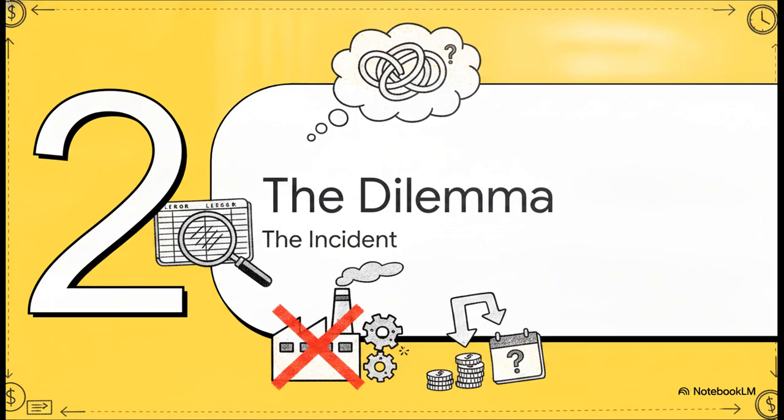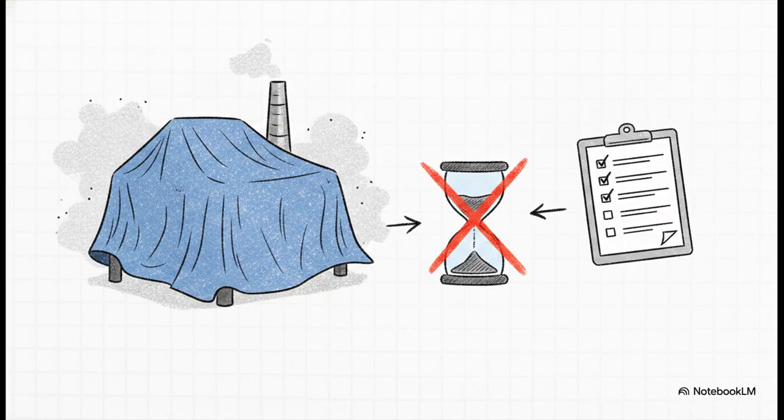Moving right along to Section 2, the depreciation dilemma, the incident. All right, let's set the scene. We have a specific company, and we're looking at their financial reporting. In their accounting policy for property, plant, and equipment, they state that they cease depreciating an item the exact moment it's retired from active use and held for disposal.